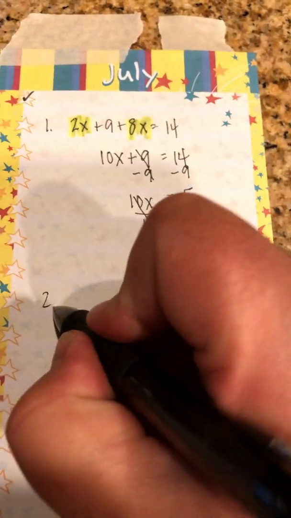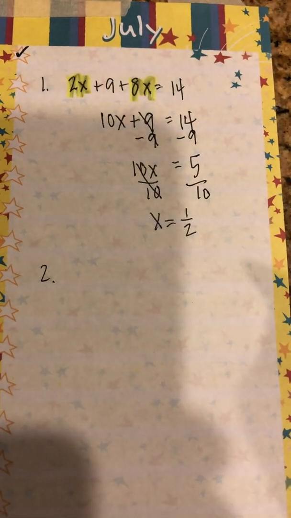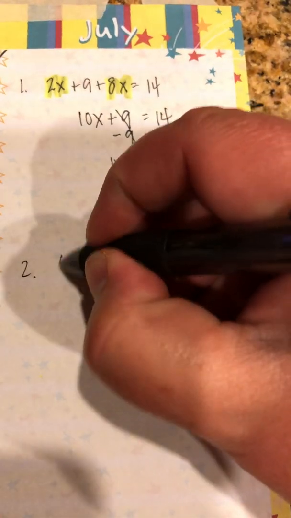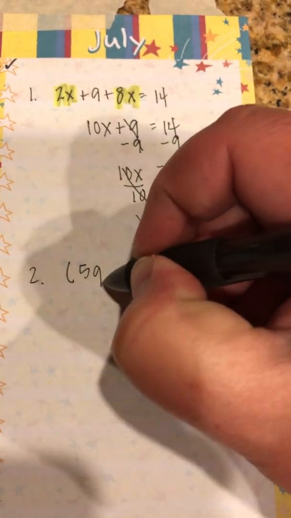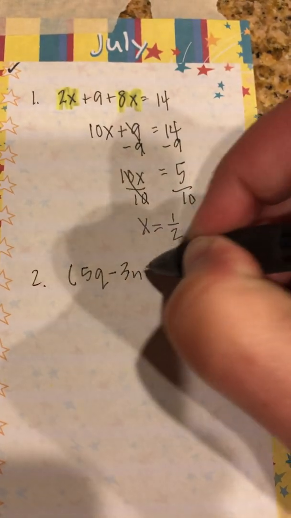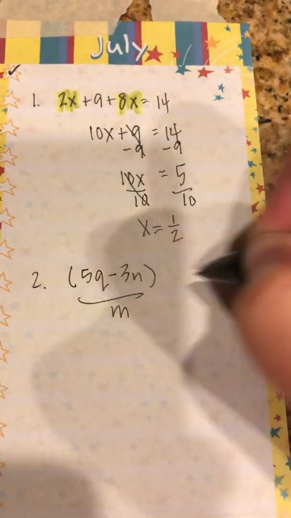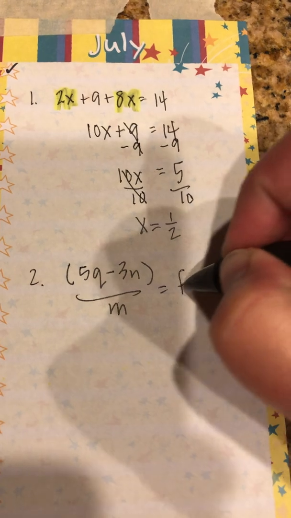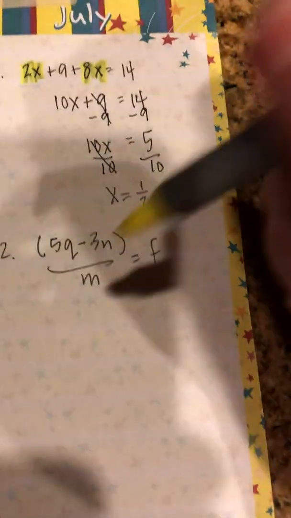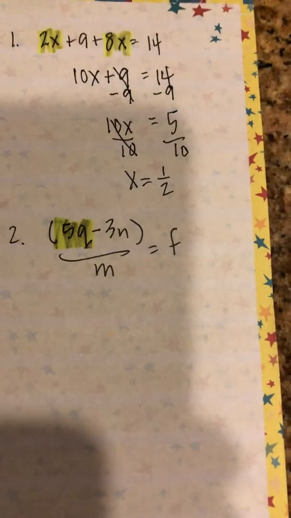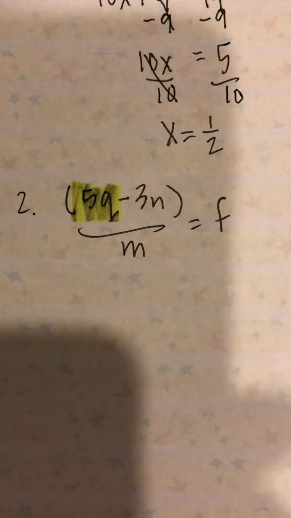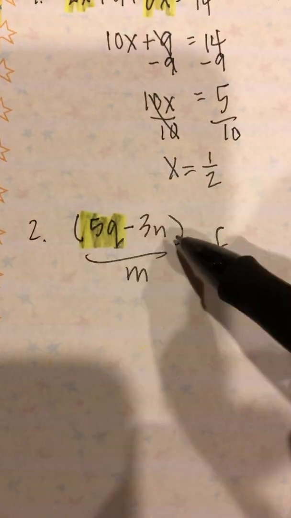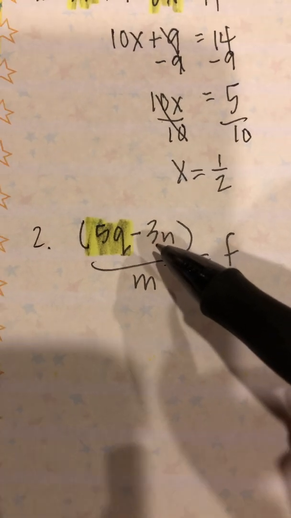Number 2 is one that has many variables, and so it just looks a little different. It is 5q minus 3n all over m equals f. And we are trying to solve this one for q. So we're trying to get that letter q all by itself. Well, because of those parentheses up on the top, that's kind of stuck. And so we can't do anything with that yet.